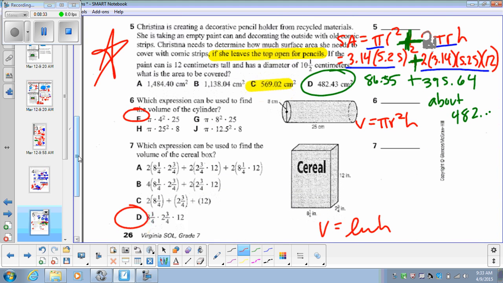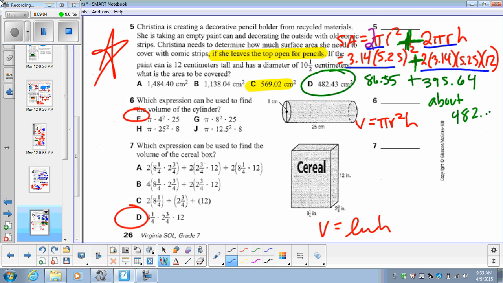Now number 5 is the only one on the homework I was really worried about. I'm betting for number 5, a lot of you picked C because you plugged in the formula for surface area of a cylinder. However, in that formula there is a 2 right here because we're including the area of 2 circles, the top and the bottom. However, we're not going to multiply pi r squared by 2 because we don't want to cover the top, because she wants to leave the top open for pencils.